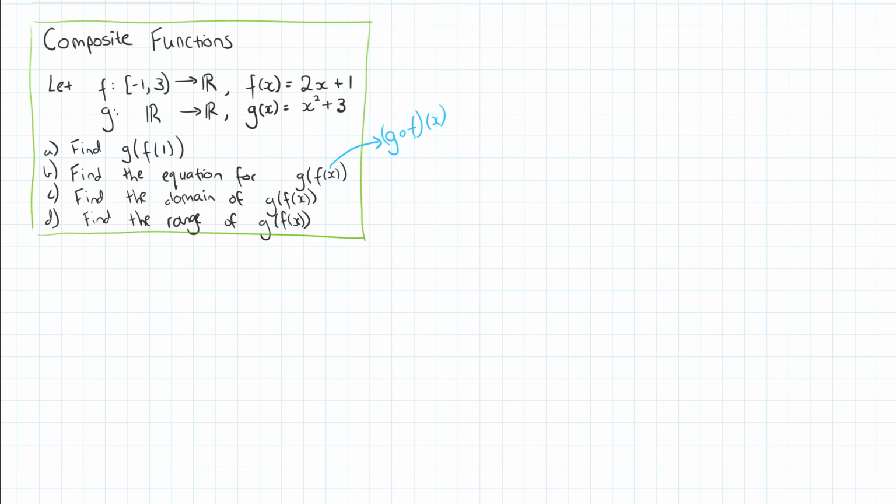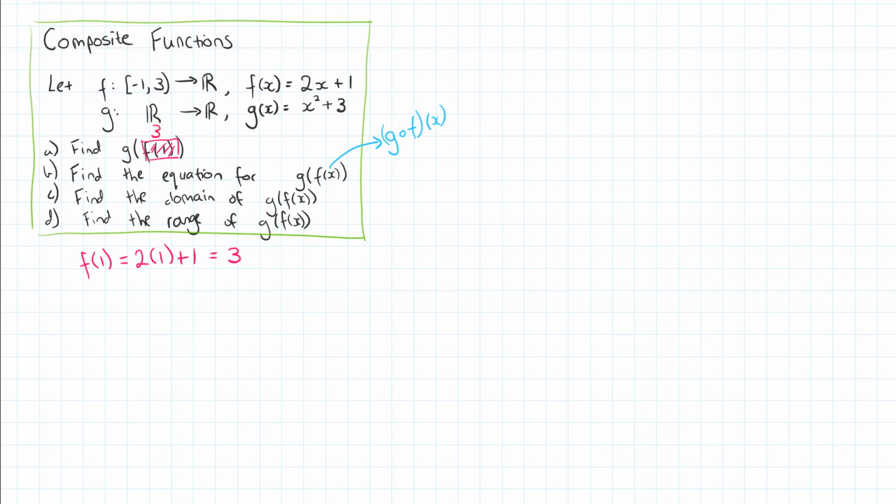Let's look at f. This part here means we just need to substitute 1 in for x into our function f. So let's work that out. F of 1 is 2 lots of 1 plus 1, which is equal to 3. So we've done this bit now. That bit there equals 3.